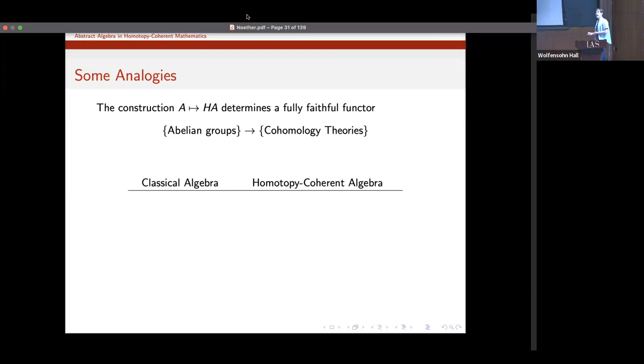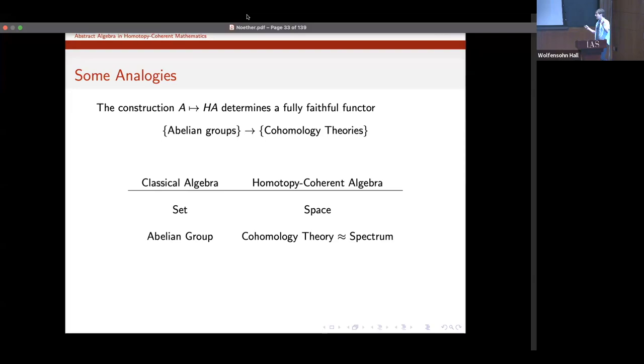So we're going to enlarge the world of sets by considering topological spaces. Every set could be regarded as a special kind of topological space, which has the discrete topology. And we're going to enlarge the world of abelian groups by considering generalized cohomology theories. Every abelian group determines a cohomology theory, but there are also other examples like complex K theory. And if you're not familiar with the word spectrum, it's essentially a synonym for cohomology theory. More precisely, it's a certain kind of mathematical object that represents a cohomology theory. But for the purposes of this talk, I'm not going to really make a distinction.